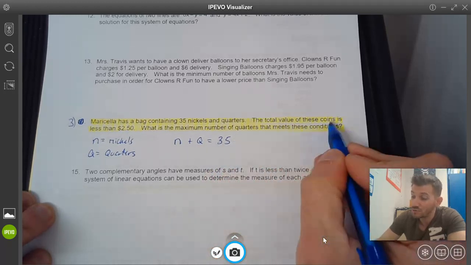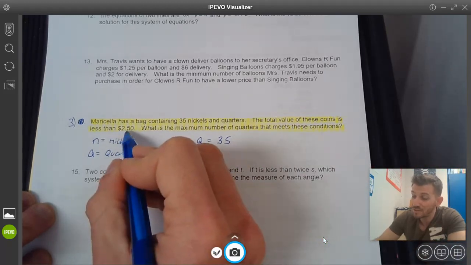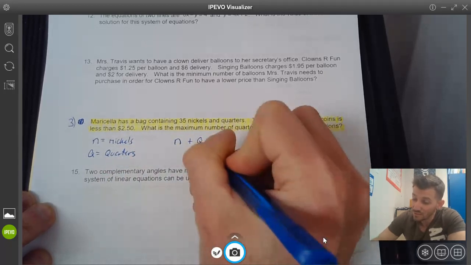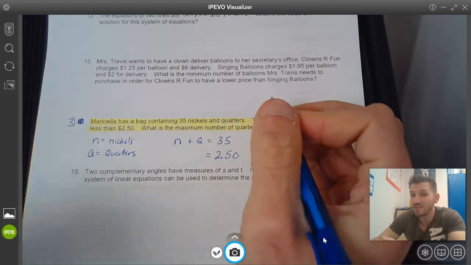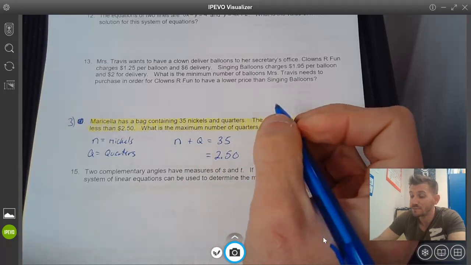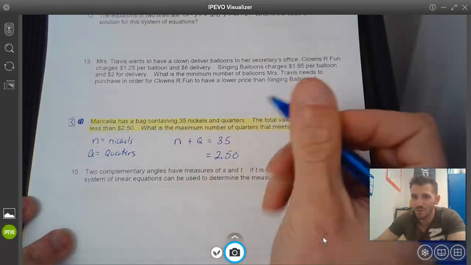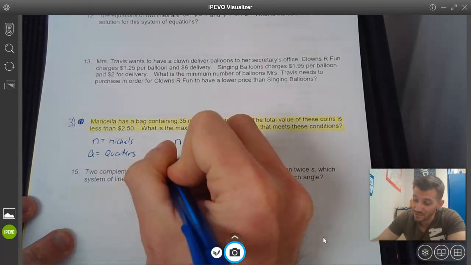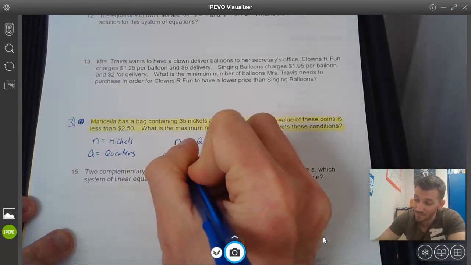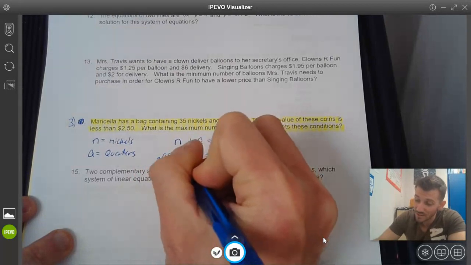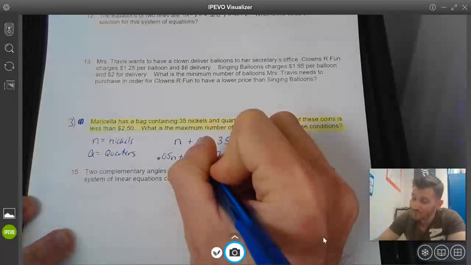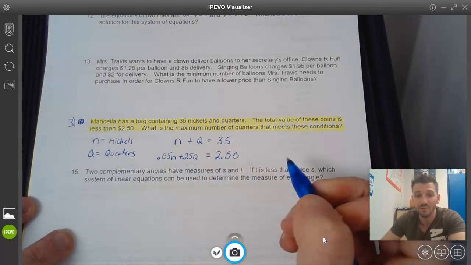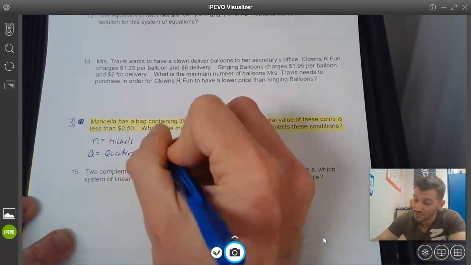The value of these coins is $2.50. The value of them together is $2.50. Well, how much is a nickel worth? That's really what it comes down to. A nickel is 5 cents. So 5 cents for every nickel plus 25 cents for every quarter together would total 250. That is your second equation.